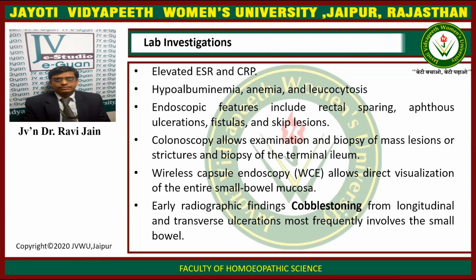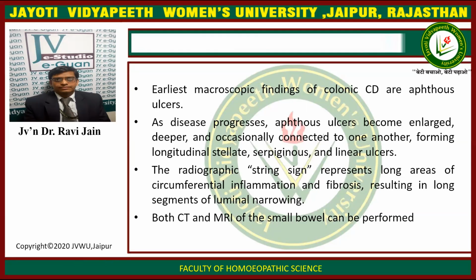The early radiographic findings consist of cobblestoning from longitudinal and transverse ulceration, most frequently involving the small bowel. The earliest macroscopic finding of colonic Crohn's disease is aphthous ulcers. As the disease progresses, aphthous ulcers become enlarged, deeper, and occasionally connected to one another, forming longitudinal, stellate, serpiginous, and linear ulcers.